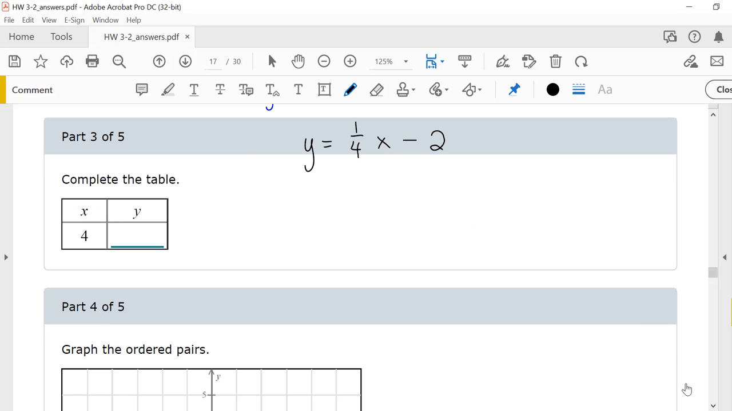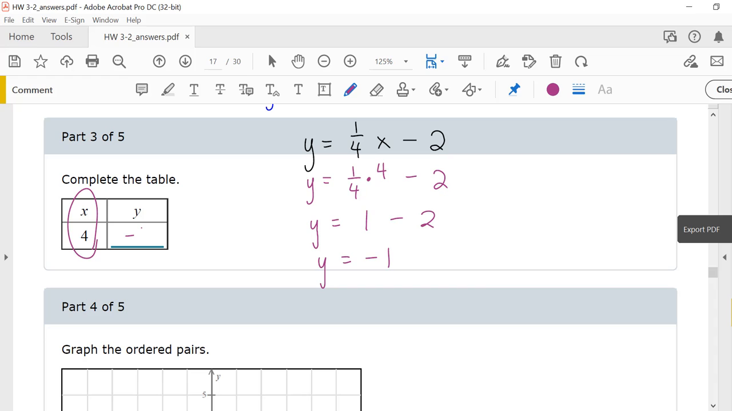For my third point, if I have y equals 1/4 x minus 2 and I let x be 4, y equals 1/4 times 4 minus 2. 1/4 times 4 is 1. So you have y equals 1 minus 2. 1 minus 2 is -1. The coordinate of my point is 4 comma -1.